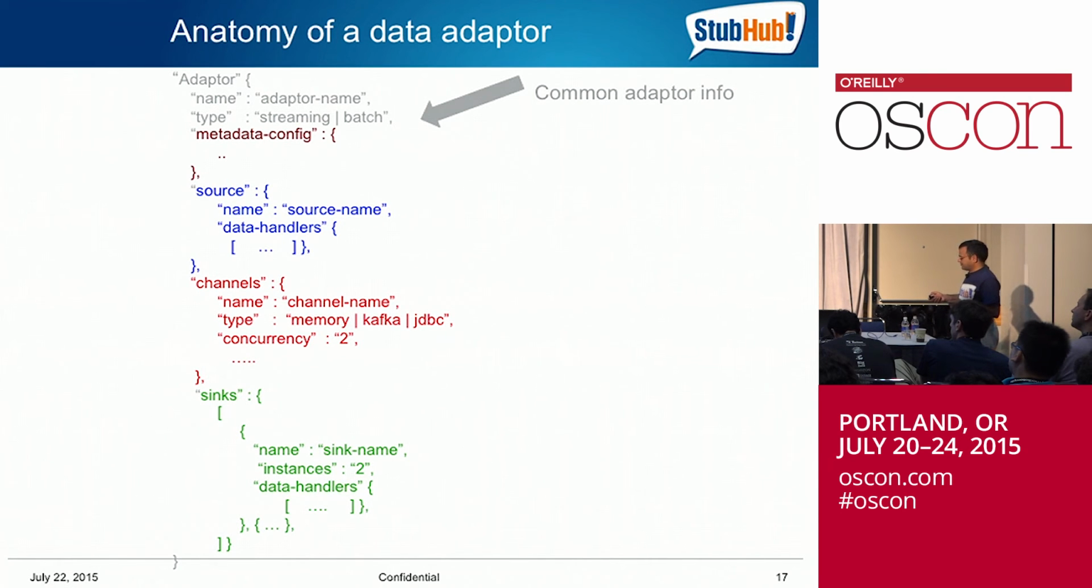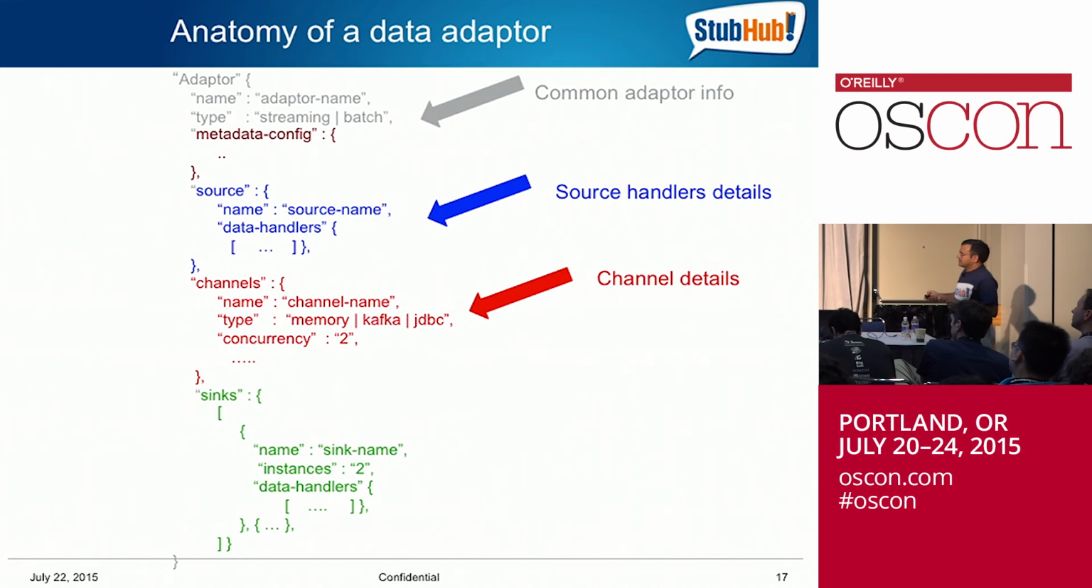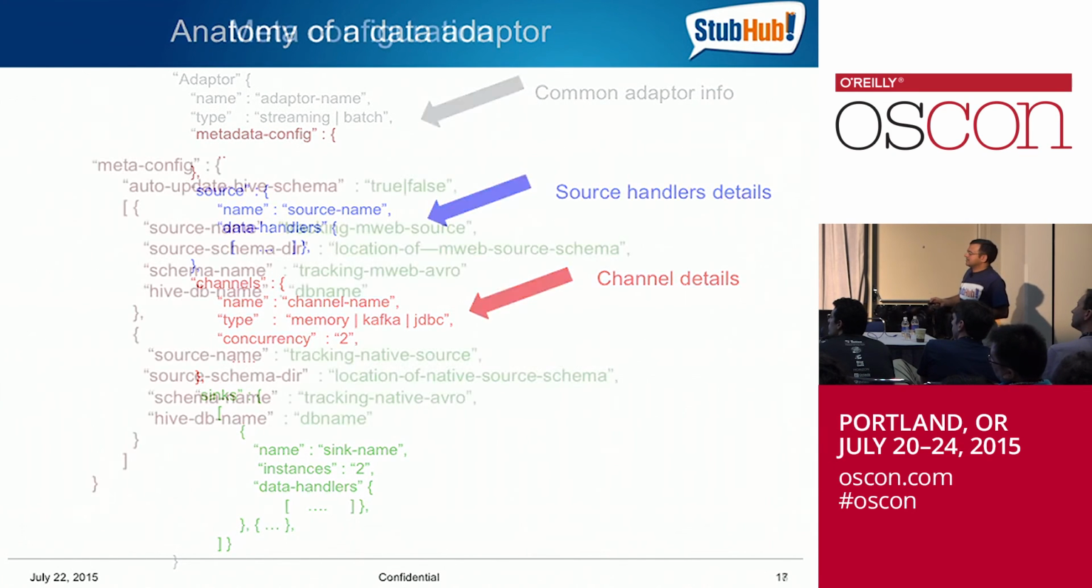The name and the type of the adapter. And this is about the source handler details: what's your source and how you want to process that. This is the channel information. And finally, this is the sink information. So it really has 4 sections to it. You create an adapter by putting these 4 different configurations together. That's your adapter. So we'll examine this a little bit in detail.